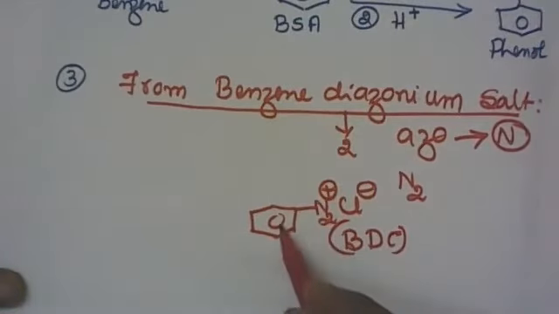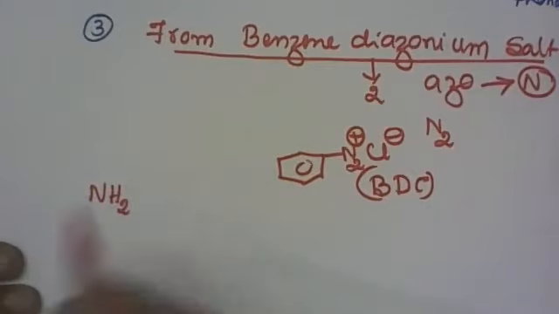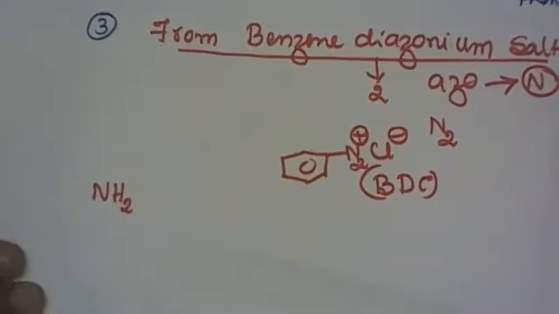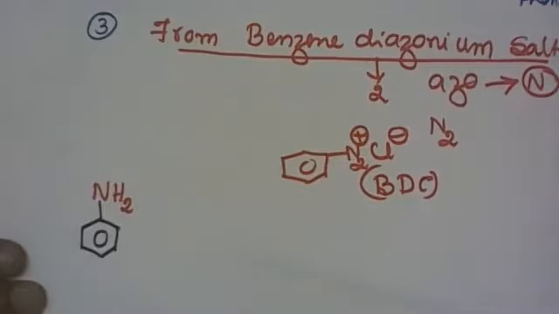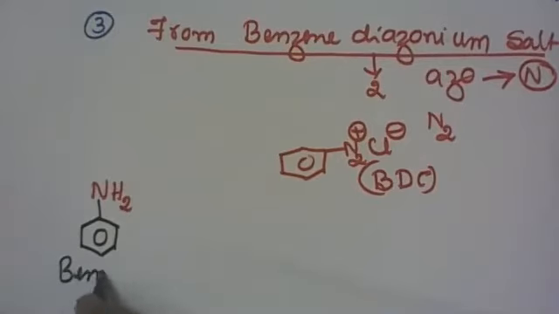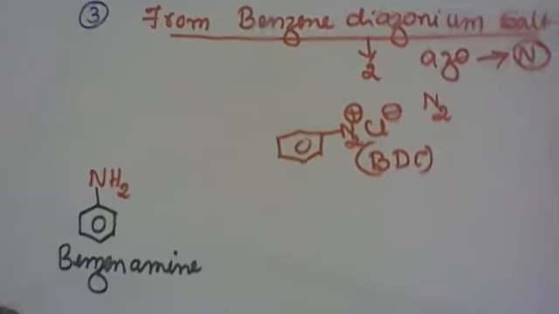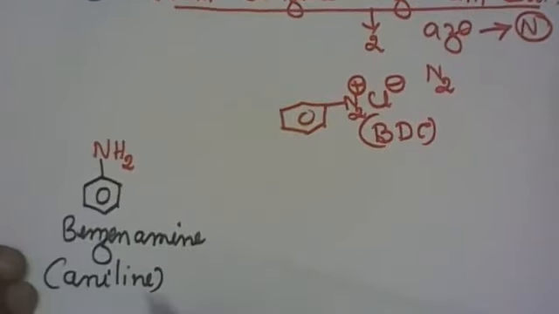You have to start with the benzene ring directly attached to nitrogen. We have one functional group containing nitrogen, the amine. You have to start with the amine, attached to the benzene ring. So we start with this compound, benzene plus amine, benzene amine. What is the IUPAC name? The name is aniline.